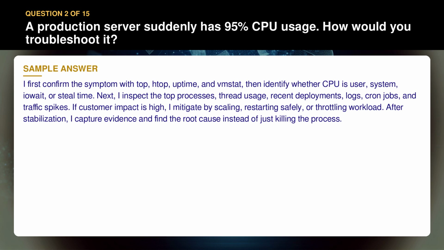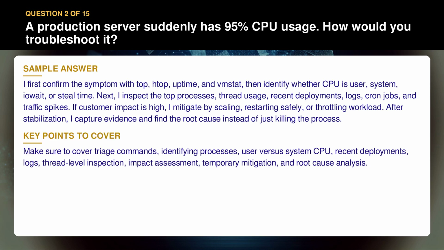If customer impact is high, I mitigate by scaling, restarting safely, or throttling workload. After stabilization, I capture evidence and find the root cause instead of just killing the process. Make sure to cover triage commands, identifying processes, user versus system CPU, recent deployments, logs, thread-level inspection, impact assessment, temporary mitigation, and root cause analysis.